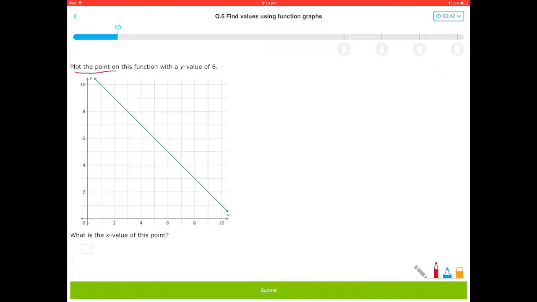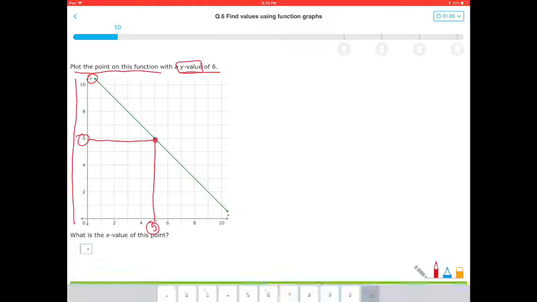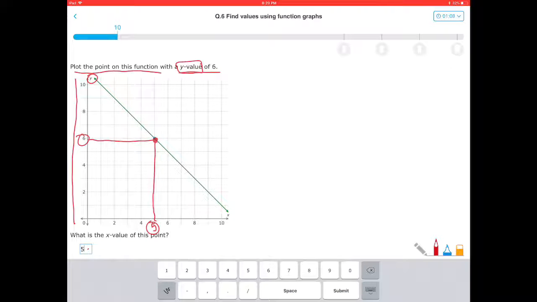Okay, so plot the point of the function with a y value. Be careful, a y value of 6. So this is your y. These are all your y's. So when your y is 6, okay, what is your x? Isn't it 5? Right? Where do they meet up? Right there. So wouldn't it be 5? So it's kind of backwards, huh?